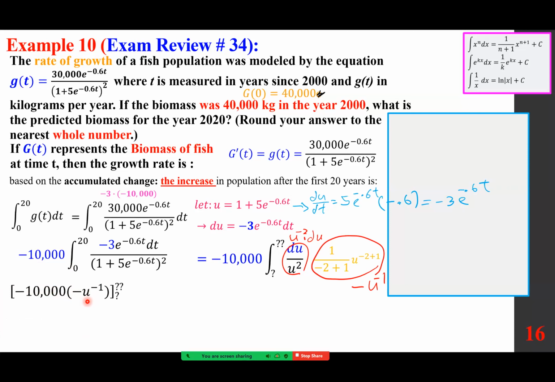So you put the 0 in here to find the lower limit, 20 in here to find the upper limit. So first and foremost, we are going to use this one. So I'm going to put the 0. When I put the 0, I get the 1 plus 5 e to the power of 0, which makes it 1 times 5 is 5 plus 1 is 6. The lower limit is 6.